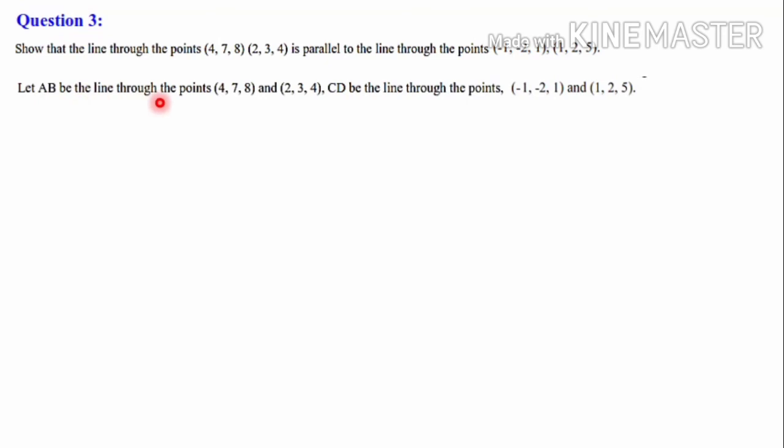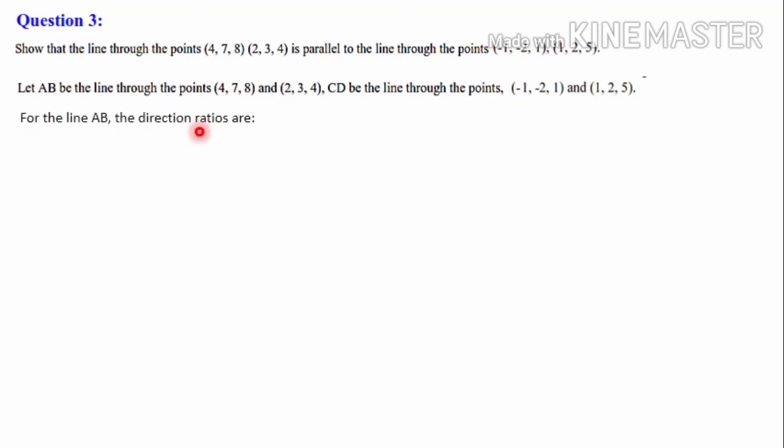So let AB be the line through the points 4, 7, 8 and 2, 3, 4, and CD be the line through the points minus 1, minus 2, 1 and 1, 2, 5. Here I am not drawing any line, so just imagine it. That will be easy for you to learn and practice for the examination purpose. So just substitute the points, that is here A and B, here C and D, that's all. Then we have to prove that these 2 lines are parallel. These 2 lines are parallel in the sense the direction ratios are in proportion. We know how to find the direction ratios by using 2 points.